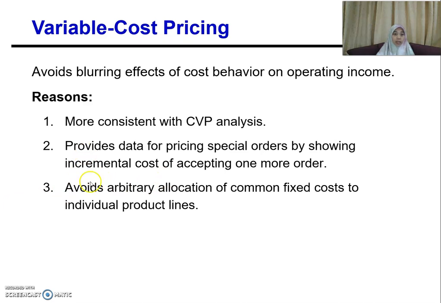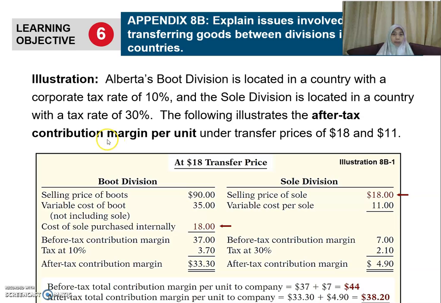What about the fixed cost? In the short run, we assume the fixed cost is constant, so it is irrelevant for decision making in the short run, unless there are any changes in your fixed cost. It also avoids arbitrary allocation of common fixed costs to your individual product lines. So the general idea: you have variable cost pricing and absorption cost pricing. Absorption cost means they absorb the full cost, while for variable cost you only look at the variable portion of your cost.